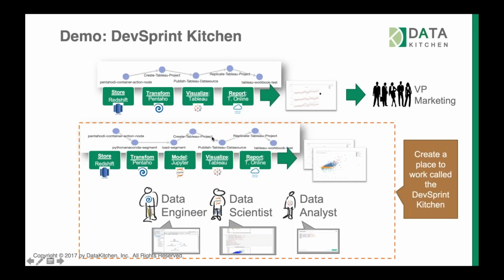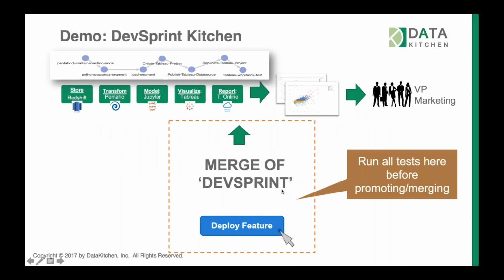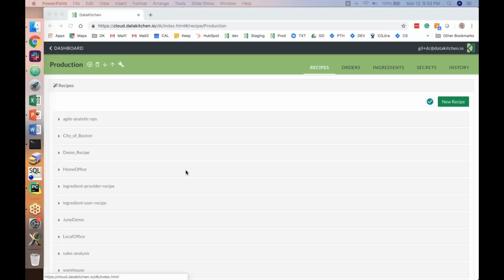So we're going to create a brand new kitchen called DevSprint, where we could take this 5-step recipe and add 2 more steps and make some other modifications, test it, and then deploy into production. And once it's in production, the idea is, like I said, run all the tests here. Once all the tests pass, deploy, and then what was in the DevSprint becomes the production recipe. All right, let's take a look at that in the product.